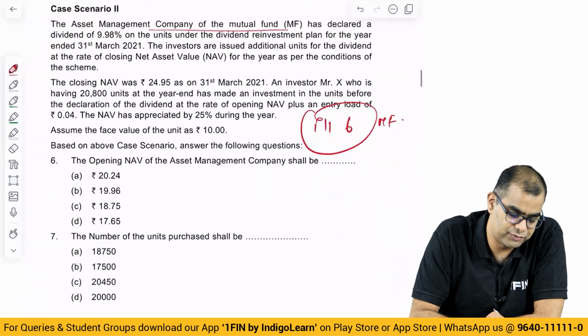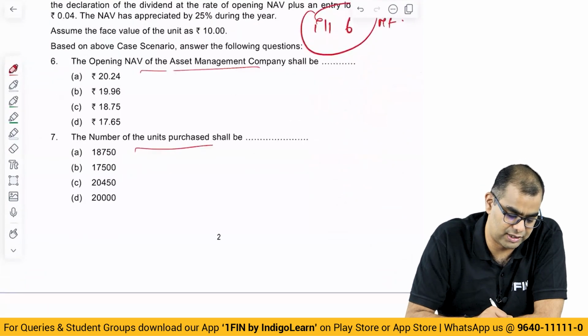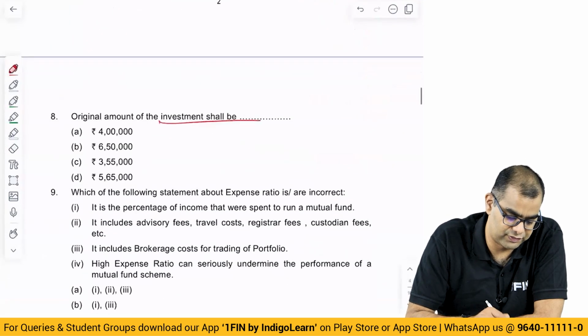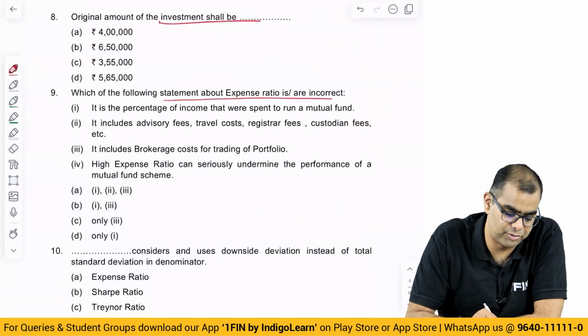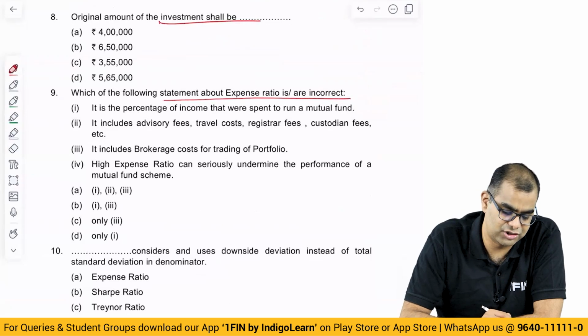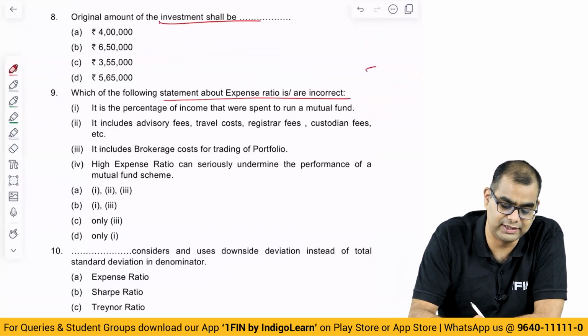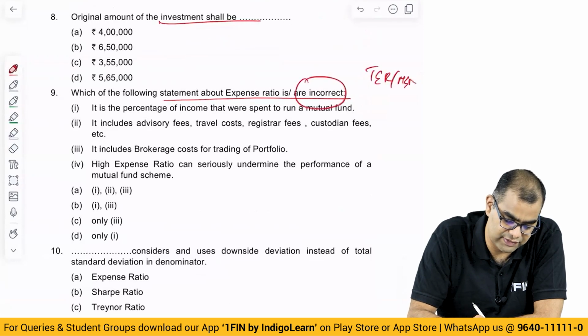An asset management company of a mutual fund is... no, first not the case questions. Opening NAV is what? Number of units is what? Original amount of investment should be how much? What are the following statements about expense ratio? Is it the percentage of income that was spent to run a mutual fund? No, it is not income. Expense ratio is on total assets under management, TER or MER. Which is incorrect? So this is definitely incorrect.